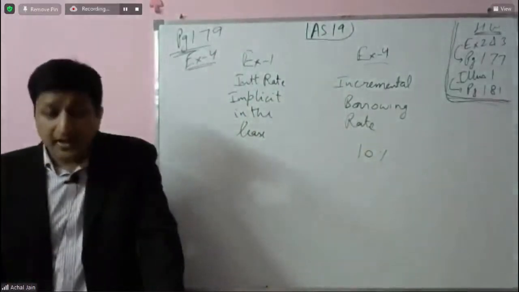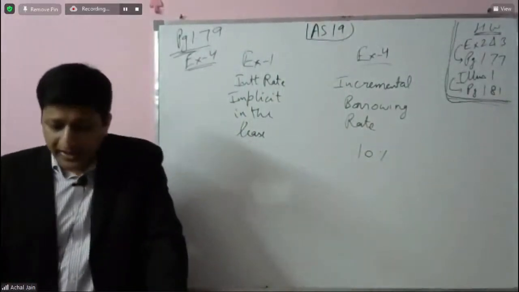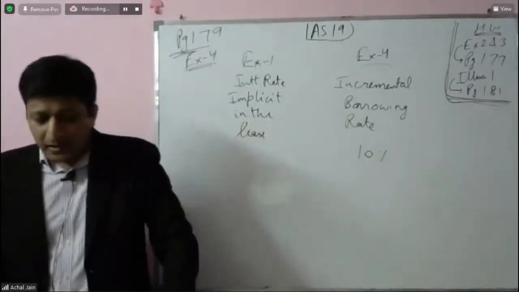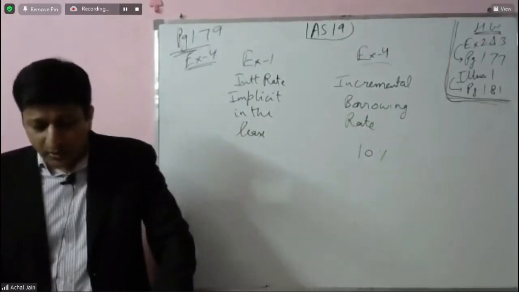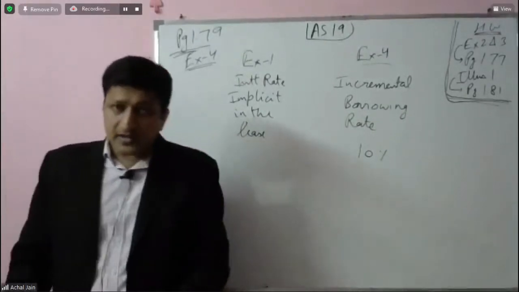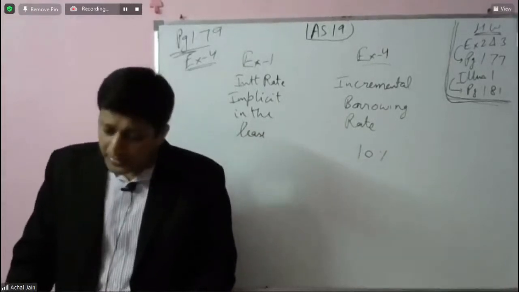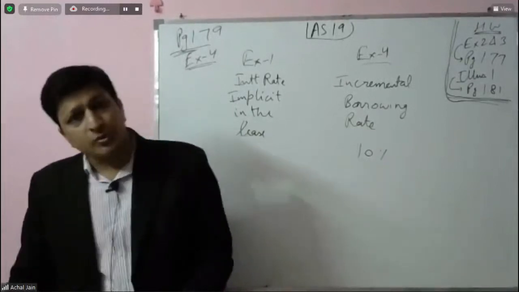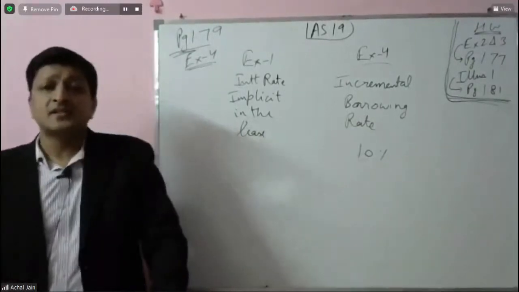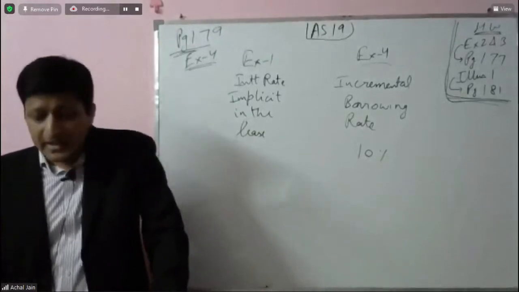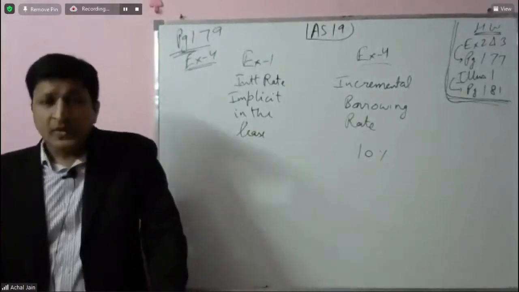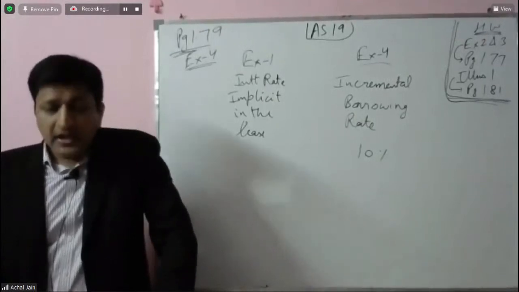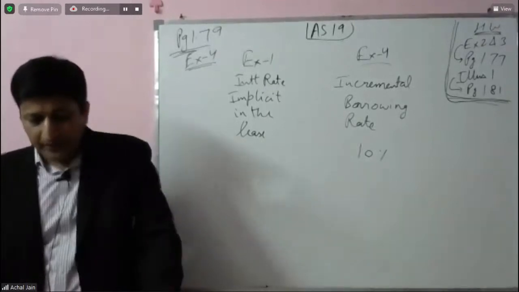Since the interest rate implicit in the lease is the discount rate at which the present value of minimum lease payments and the present value of unguaranteed residual value equals the fair value, interest rate implicit in the lease cannot be determined unless unguaranteed residual value is also known to us. If the interest rate implicit in the lease is not determinable, present value of minimum lease payment should be determined using lessee's incremental borrowing rate.